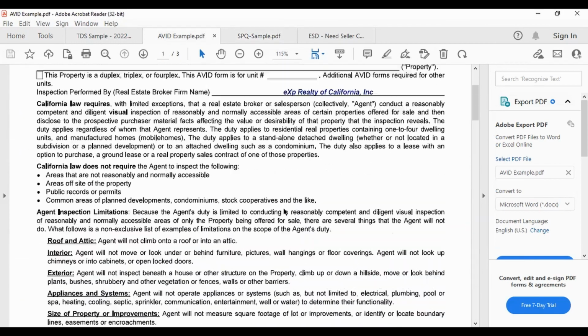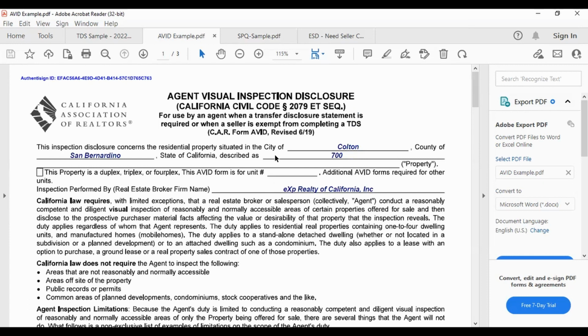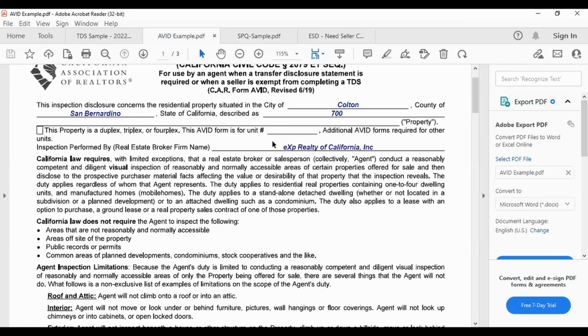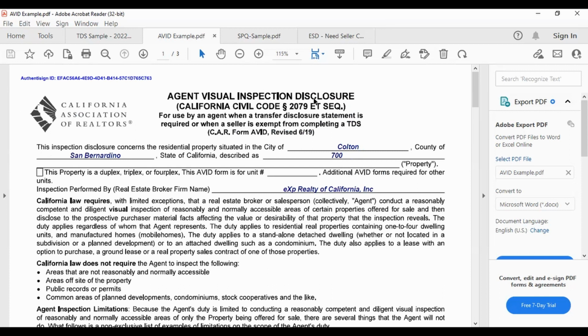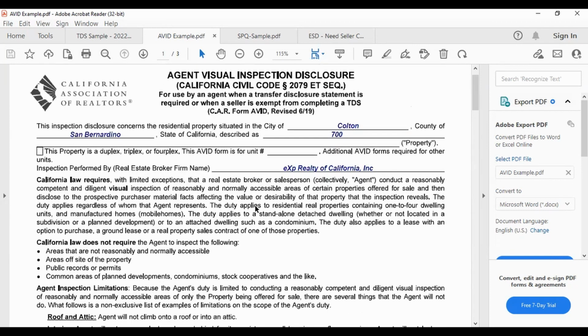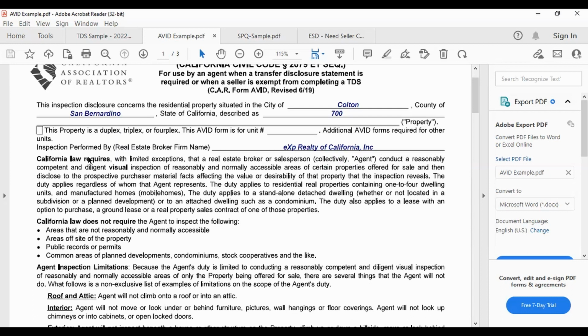And this is actually everything to do with you, the agent, whether you're on the buy side or the list side. This is the agent visual inspection disclosure. Now, this is the agent's opportunity to give their obvious and visible interpretation of the property. It says right here, California law requires, within limited exceptions, that a real estate broker or salesperson, collectively an agent, conduct a reasonably competent and diligent visual inspection of reasonably and normally accessible areas of certain properties offered for sale.